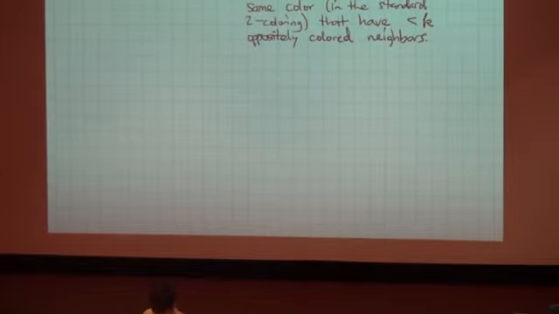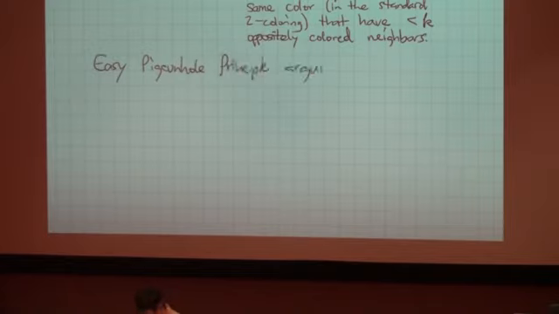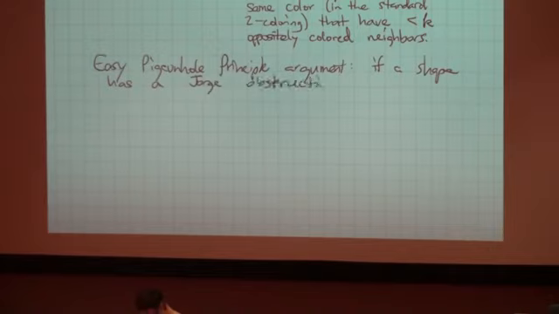So we've just seen an easy pigeonhole principle argument that says if a shape has a Jorge obstruction, then it has no domino tiling.